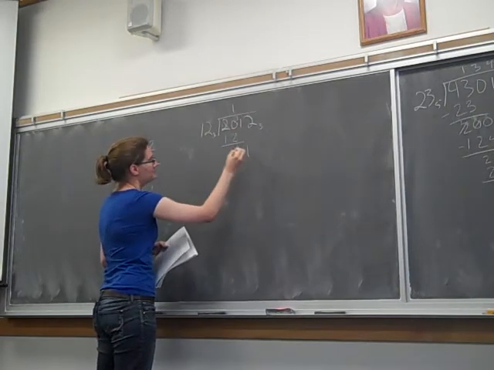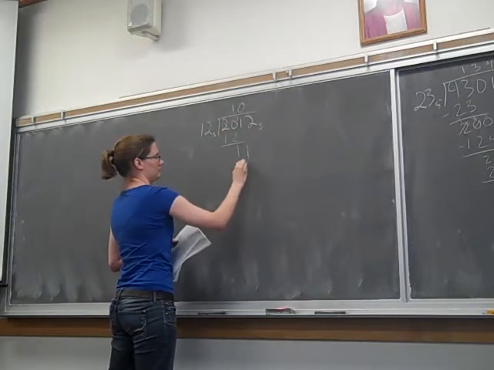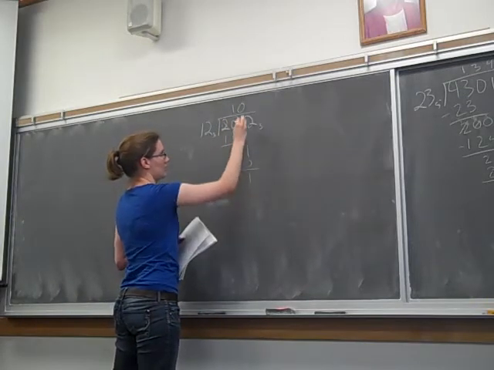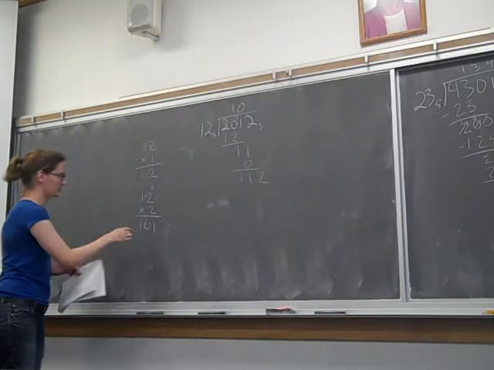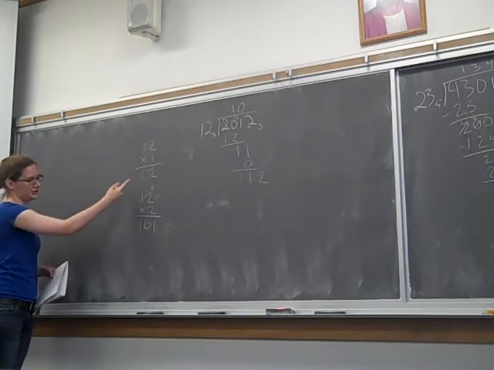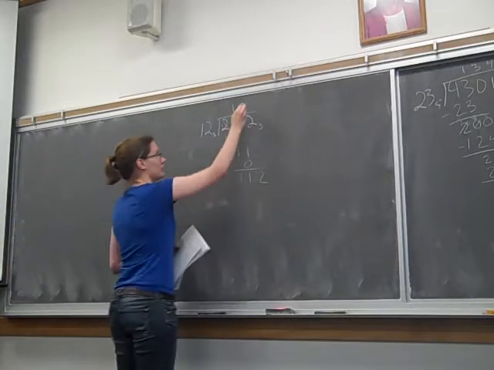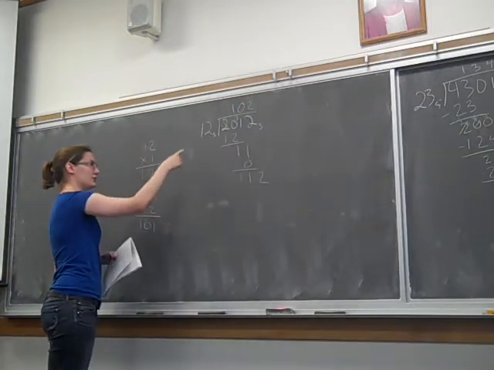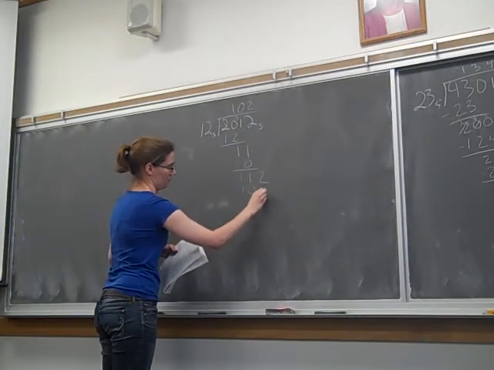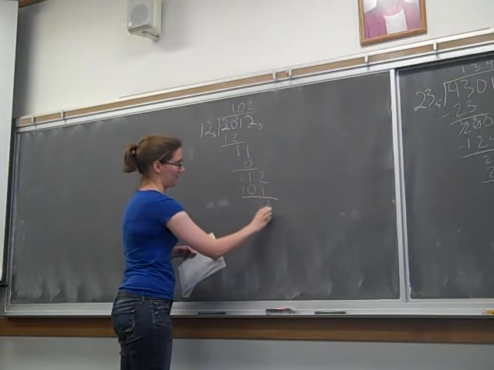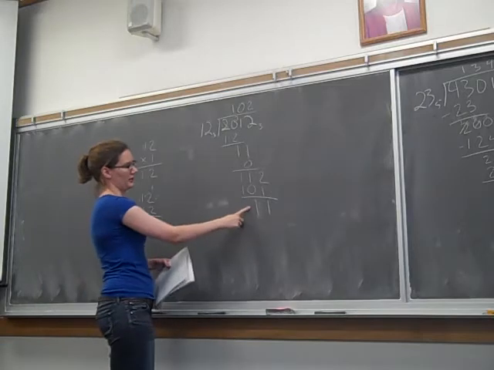And then bring down the 1. And then 12 cannot go into 11, so that's 0. And then bring down the 2. And then 12 goes into 112. And you look back over here, and it definitely goes into it 2 times. So then write 2 up here. And then 2 times 12 in base 3 is 101. And then you subtract that. And you can't go into it anymore, so it's remainder 11.